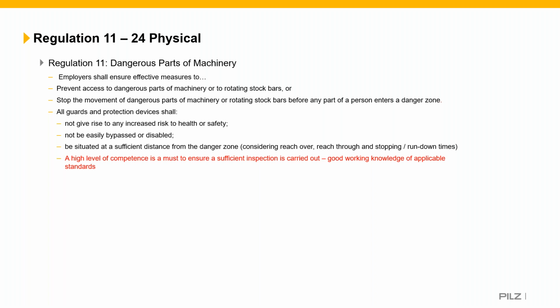So that 3-step hierarchical measure again to ensure that it is compliant, but also providing suitable information, instructions, training, supervision, etc., as is required for the particular machine. So Regulation 11 really is a key important one, and a high knowledge of how the standards should be referred to and implemented is very much key in ensuring compliance with Regulation 11.